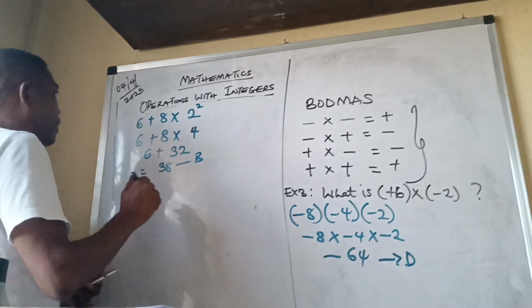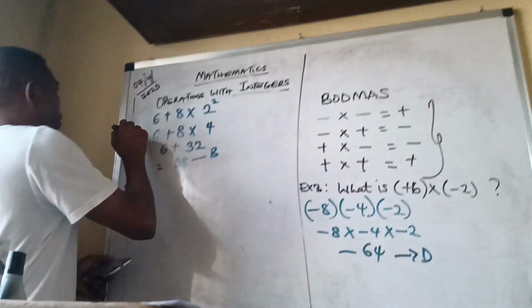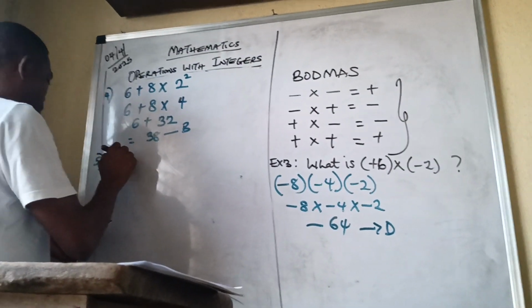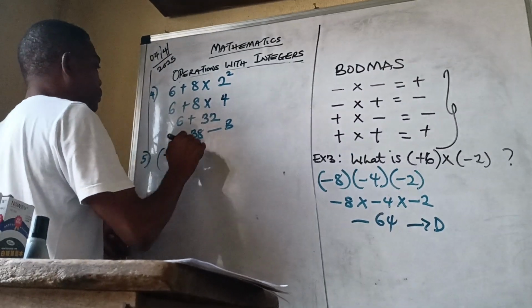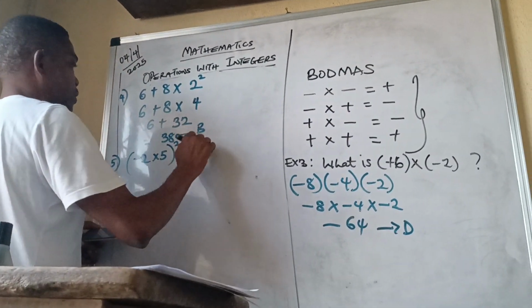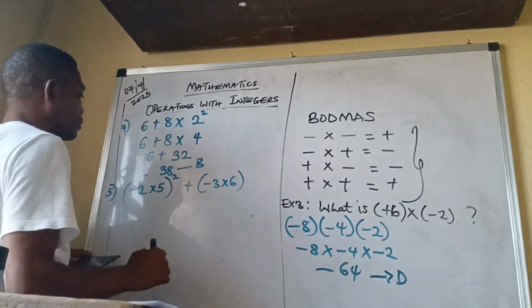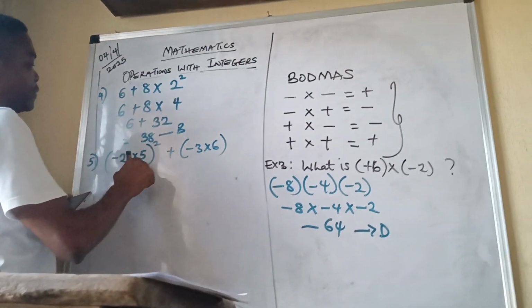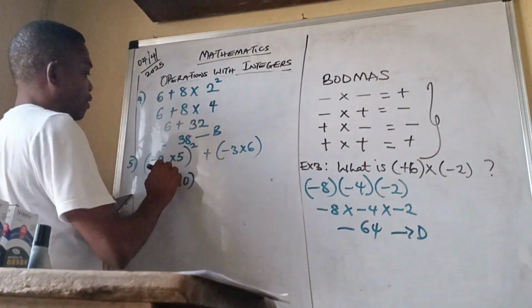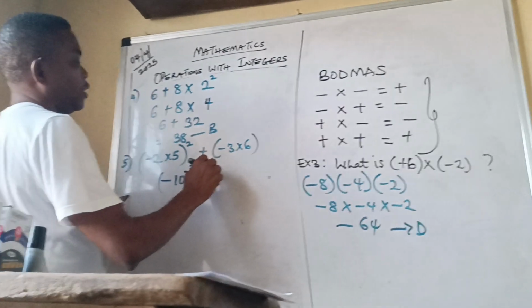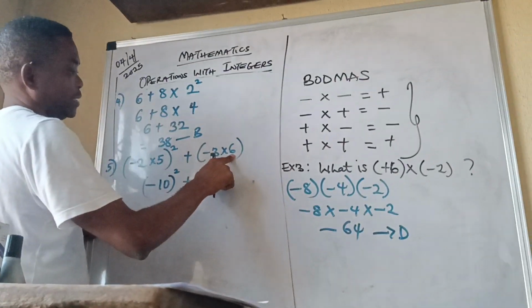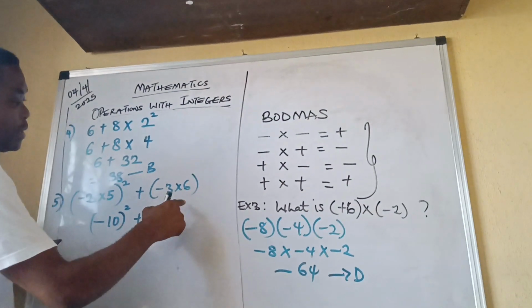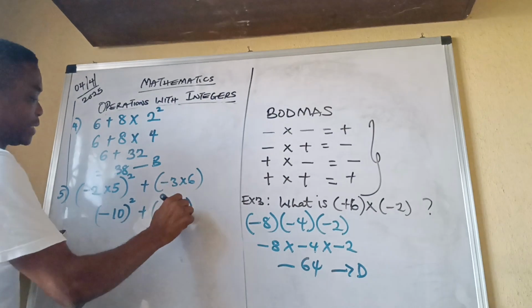Okay, let's go to question 5, the next practice question. Question 5: which of the following is equal in value to minus 2 times 5, all being squared, plus minus 3 times 6. Minus 2 times 5 means minus 2 times plus 5, that's minus 10, all being squared. Then plus minus 3 times 6, or you could say minus 3 times plus 6, it's still the same thing. That's going to be minus 18.